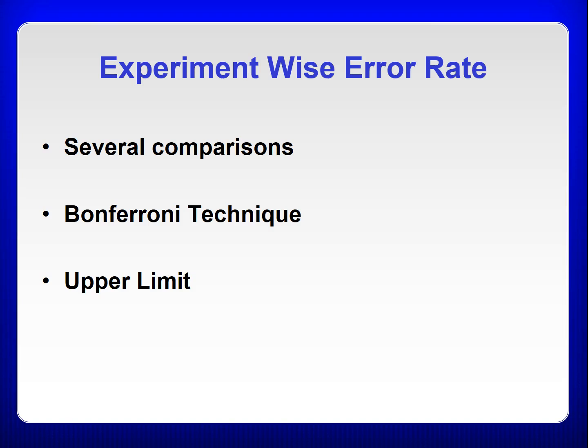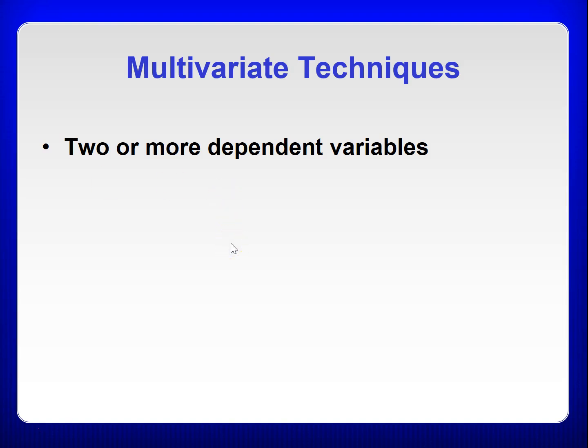The second option is to leave the overall alpha at 0.05 but to calculate the upper limit that the alpha might be. Multivariate cases have one or more independent variables and two or more dependent variables. Multivariate techniques often used in experimental studies are discriminant analysis, multivariate ANOVA, and multivariate ANCOVA.